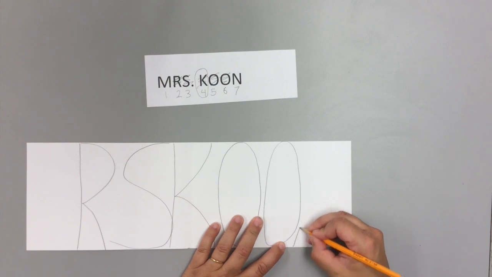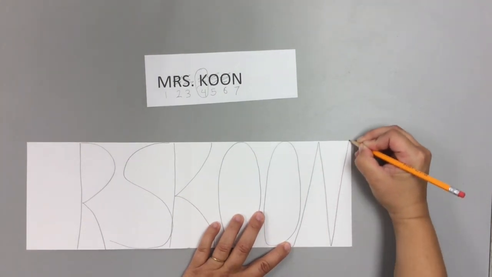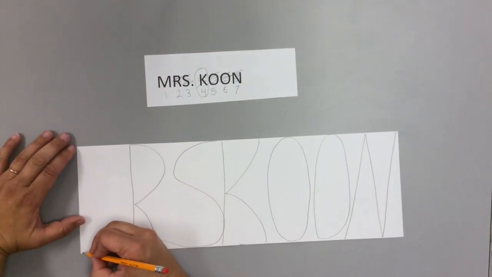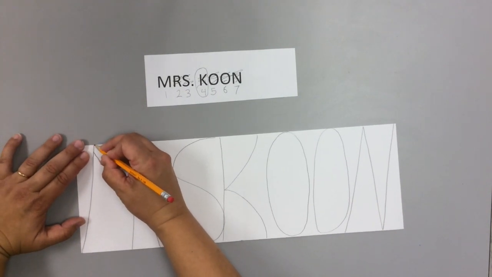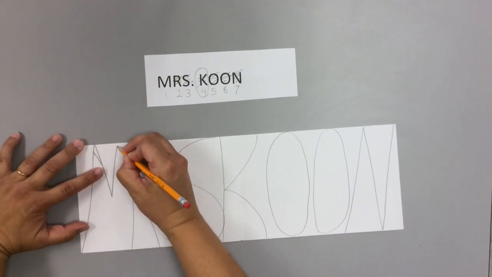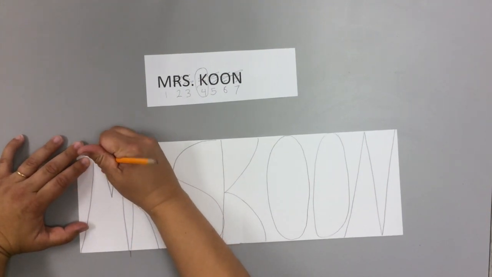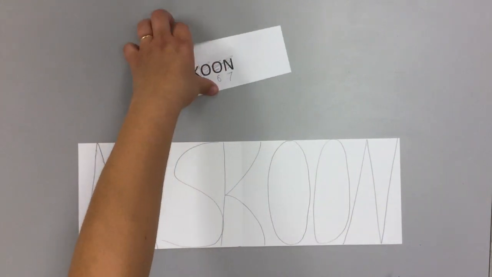N. I have just enough room for my N. And M. Oops, all the way to the top there. There we go. Great. And this can just be thrown away, or you can take it home if you really want to.